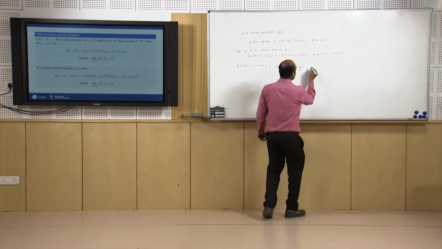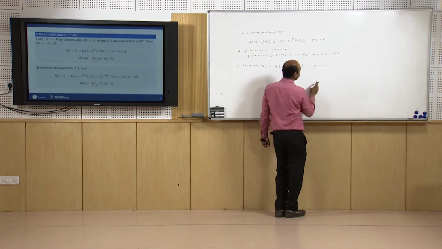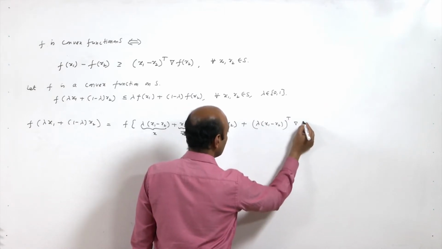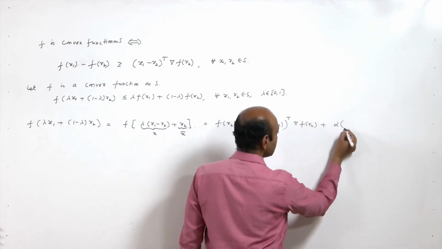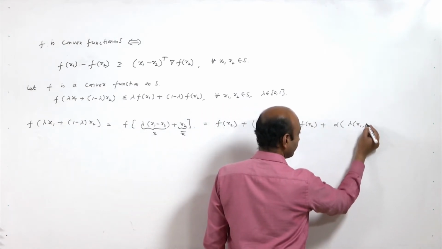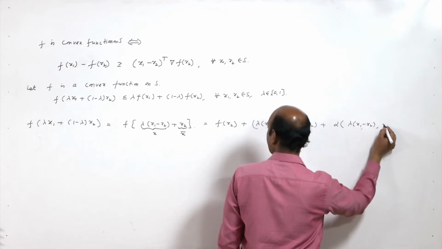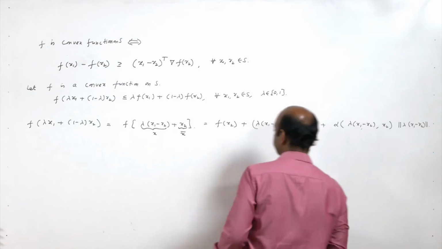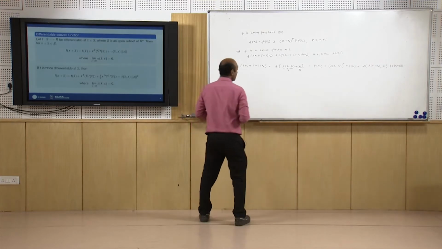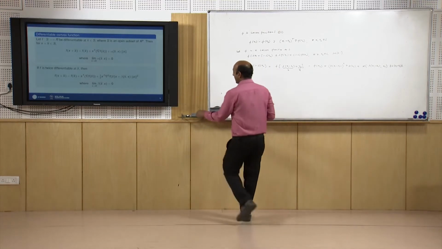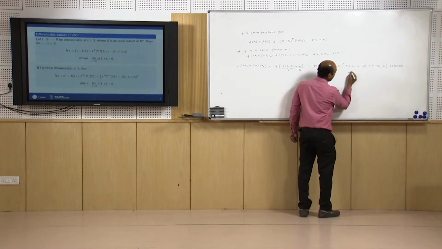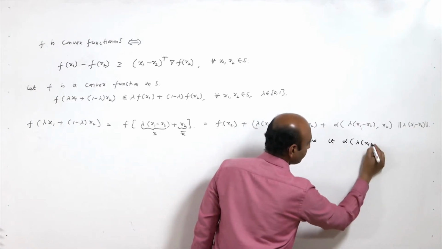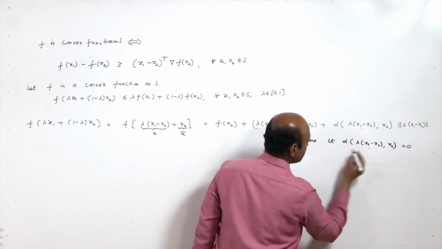Okay. So, you use this result. It is equal to f of x bar plus x transpose gradient of f x2 plus alpha of x bar and x times norm of lambda times x1 minus x2. Okay. This is simply by this result. Okay. And where this limit tends to 0, as limit of alpha of lambda times x1 minus x2 comma x2 will be equal to 0 as lambda tends to 0 here.